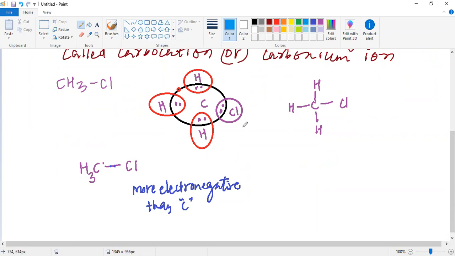If the bond cleavage takes place, can you hear me, my dear students? And can you see the screen what I am writing on? Yes, sir. Okay. Yes, sir. Thank you for replying.